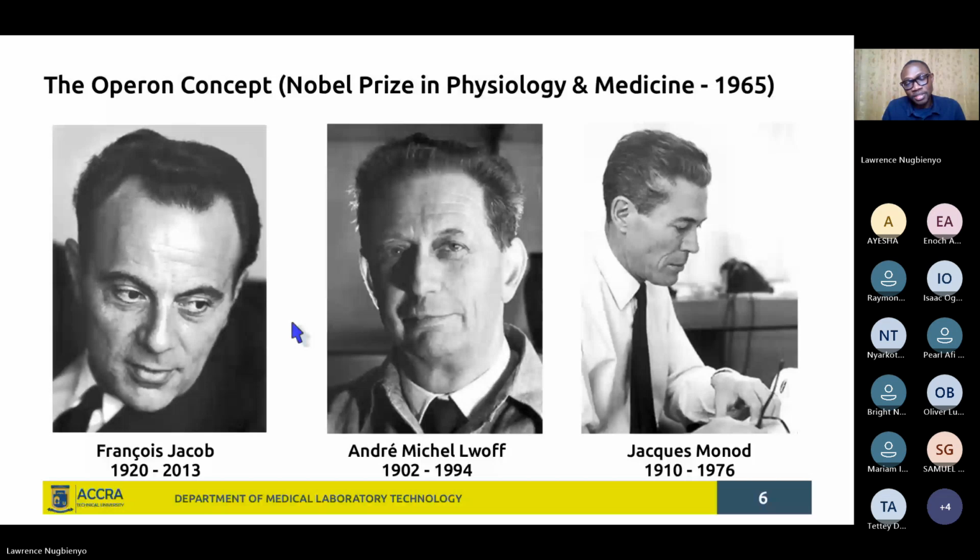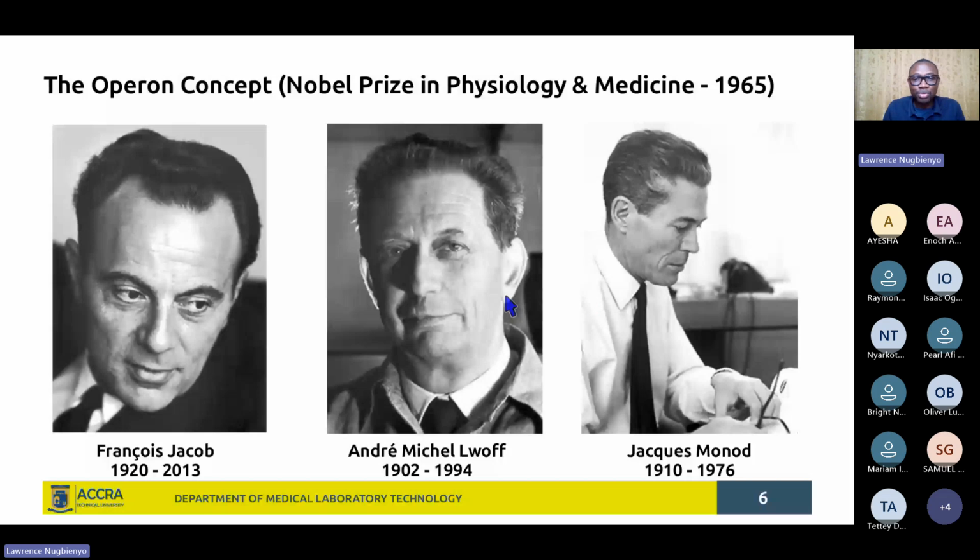Now, in prokaryotes, the very first concept about how genes are regulated in prokaryotes was proposed by these three gentlemen: Francois Jacob, André Michel Wolff, and Jacques Monod. All of them are French scientists. I think Francois was a biologist, André was a microbiologist, and Jacques Monod was a biochemist. So they worked together.